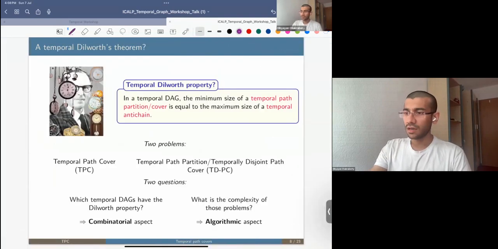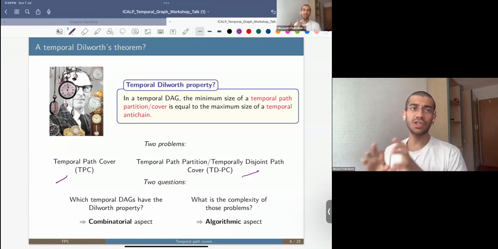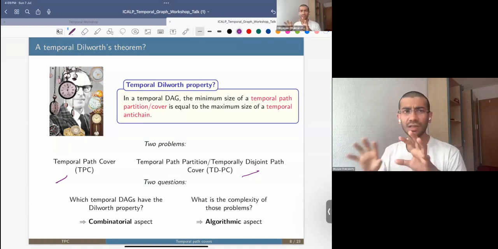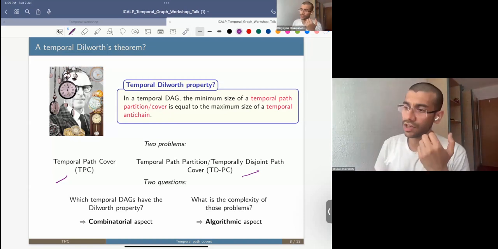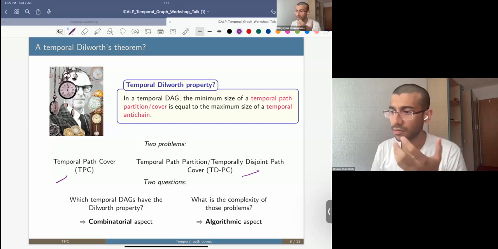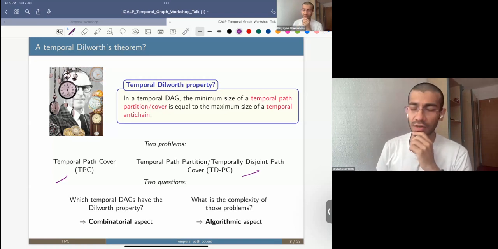So we'll be concerned with two problems. One is temporal path cover of temporal DAGs, and the other is temporal path partition, or temporally disjoint path cover. In this version, we want to cover all the vertices of a directed acyclic graph with temporally disjoint paths. These are the two problems that we will be talking about. We ask for which class of temporal DAGs the Dilworth property holds. That is the combinatorial aspect. And of course, the computational complexity of these two problems is also of interest.